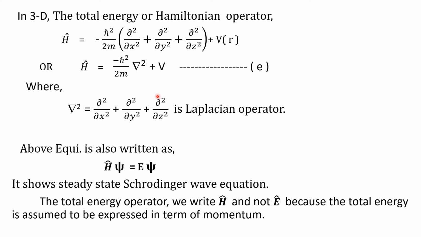Now, here the del square is a Laplacian operator. That Laplacian operator is the bracketed term del square by del x square plus del square by del y square plus del square by del z square. Then the above equation we can also write in another form, and that equation we know as the Schrödinger time independent wave equation.